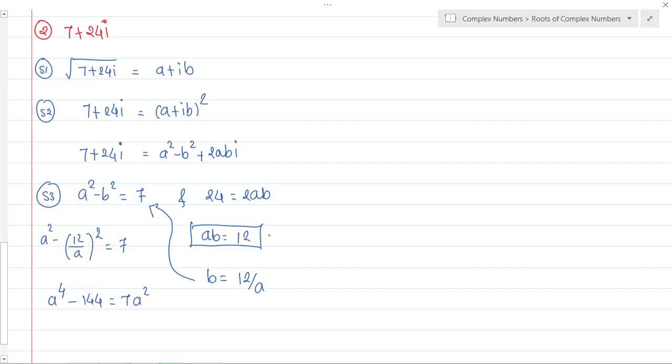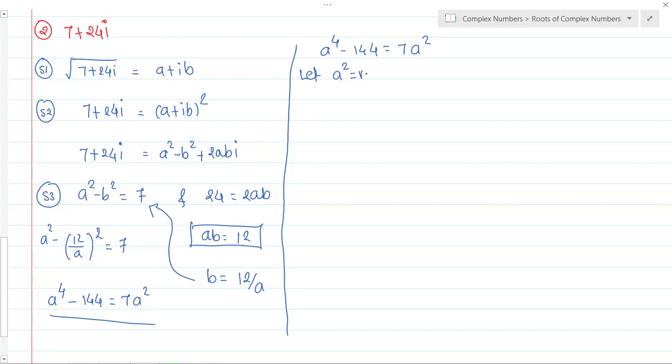Okay, perfect. So let me divide this page here and take this equation on this side. So what will I get? a to the power 4 minus 144 equals 7a square. Now let's substitute a square equals m. So I will rewrite this equation: m square minus 7m minus 144 equals 0.